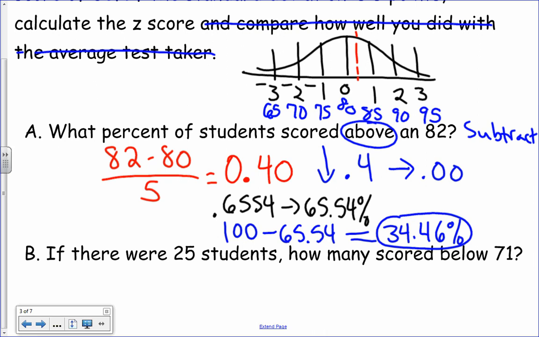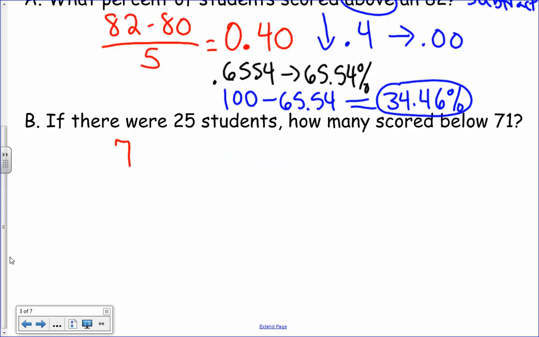All right. Now, next question. If there were 25 students, how many scored below 71? So we got to find the percentage below 71 and then multiply that percentage by 25 because they gave us that. Now, does anybody see 71 in the blue numbers? No, but it's about right here, correct? So, if we're going to figure that out, we're going to take 71, which is what we're given, subtract what? 80, because that's the mean, over the standard deviation, which is 5.